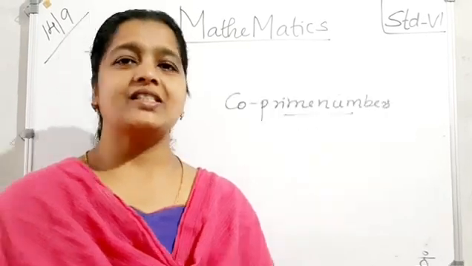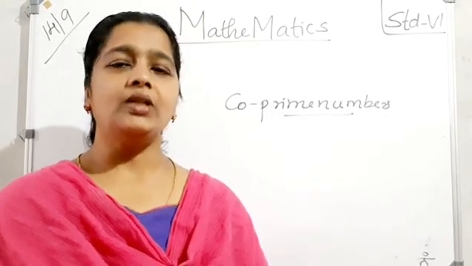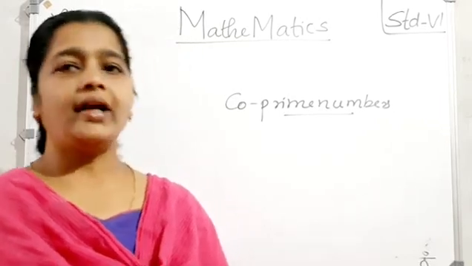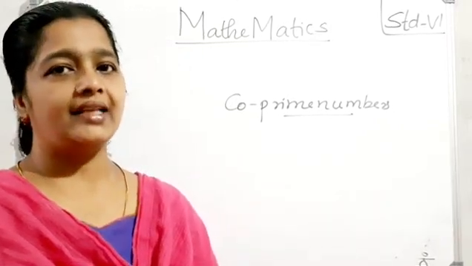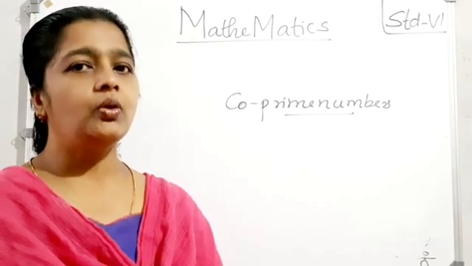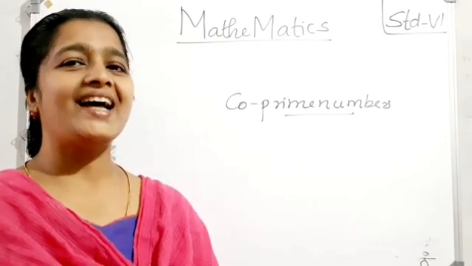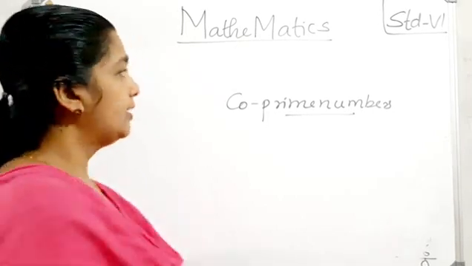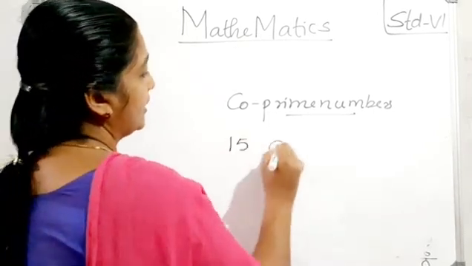Understand? Co-prime numbers are two numbers having only one as a common factor. Then those numbers are called co-prime numbers. Once more, two numbers having only one as a common factor. Example, 15 and 37.